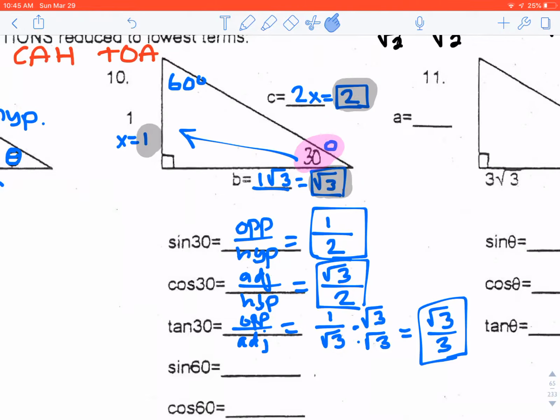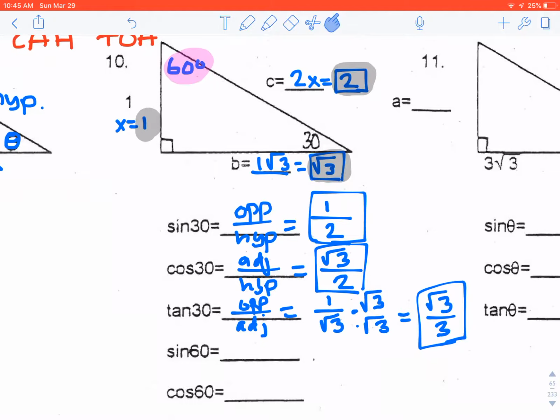Okay, so the next 3 are referencing our 60-degree angle. So I'm going to highlight our 60 degrees. Now our opposite and adjacent are going to switch. The hypotenuse always stays the same. So sine of 60 degrees. We're looking for the opposite over the hypotenuse. So our opposite is square root 3. Our hypotenuse is 2. That's already reduced. So that's our solution for sine of 60.